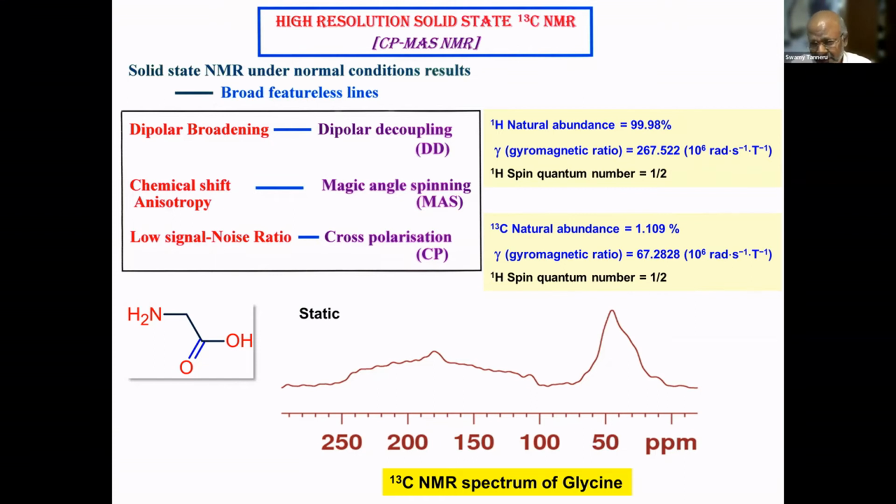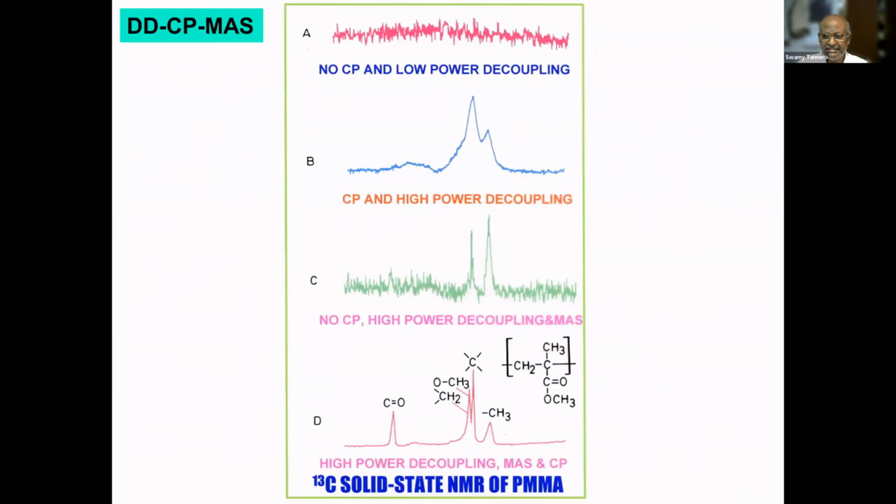Since the carbon-13 nuclei borrows magnetization from proton, the sensitivity of the signal increases. This can be very easily seen in a spectrum here. For example, polymethyl methacrylate, a thermoplastic polymer known for excellent transparency. When you run normal conditions without applying any solid state techniques, you end up with simple noise. There is no signal. When you use CP and high power decoupling, CP is nothing but cross polarization, that is transfer of magnetization from proton to carbon-13, also dipolar decoupling.